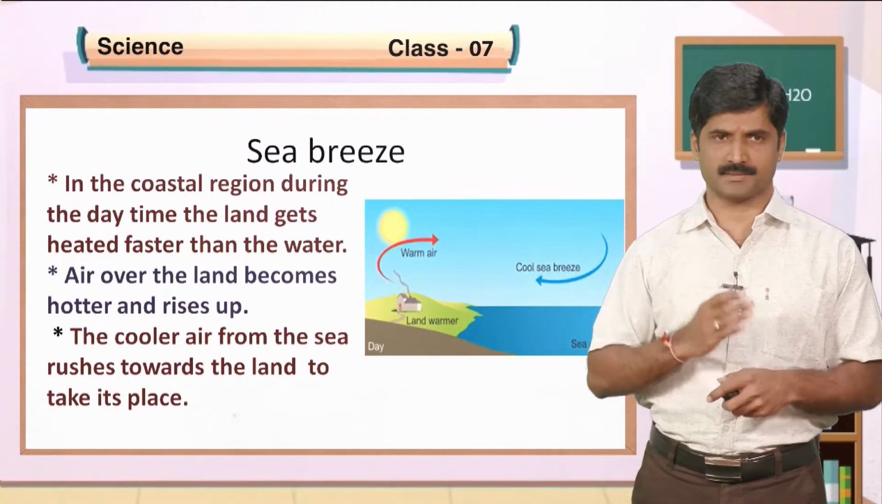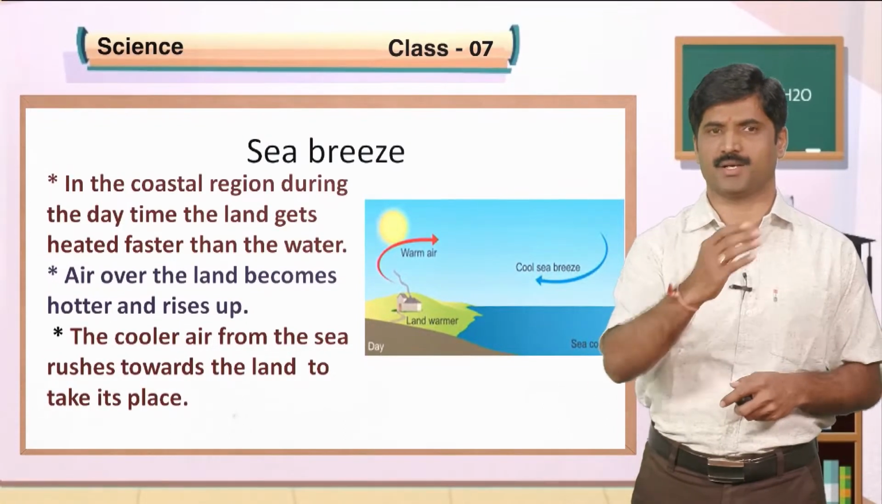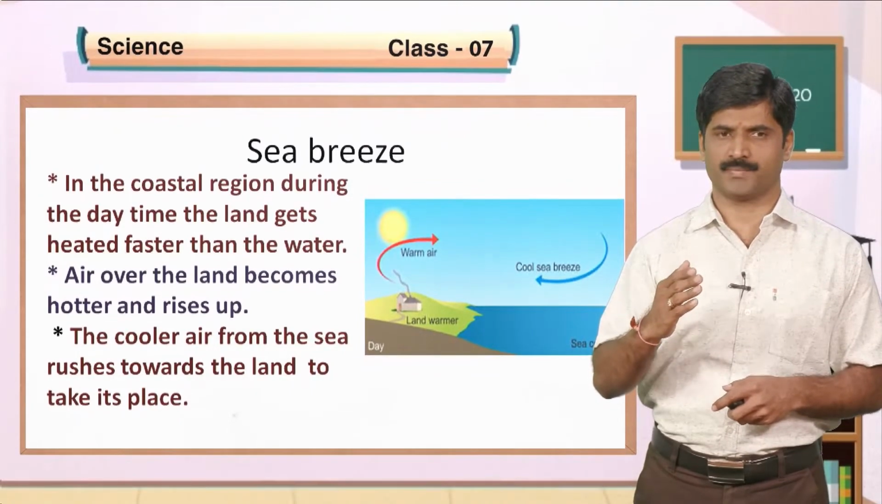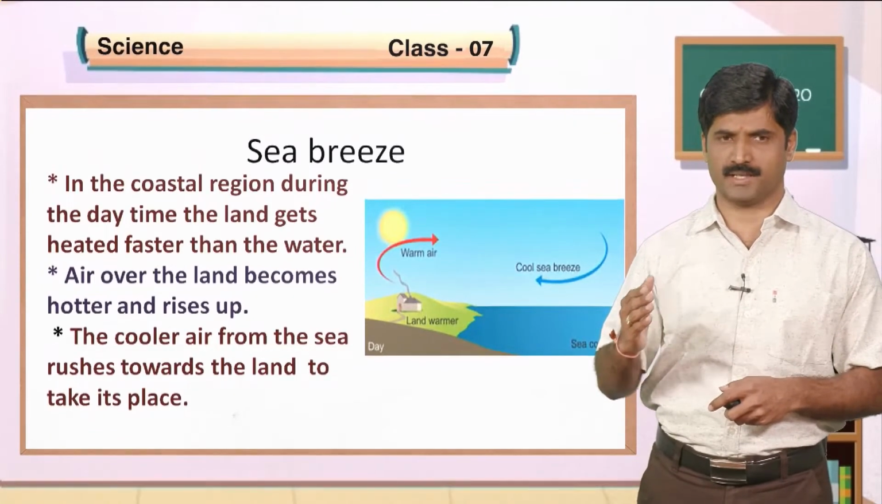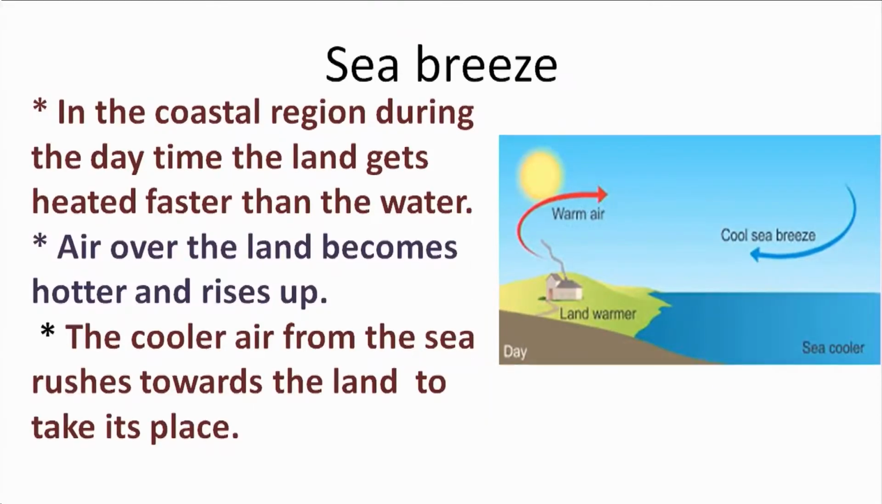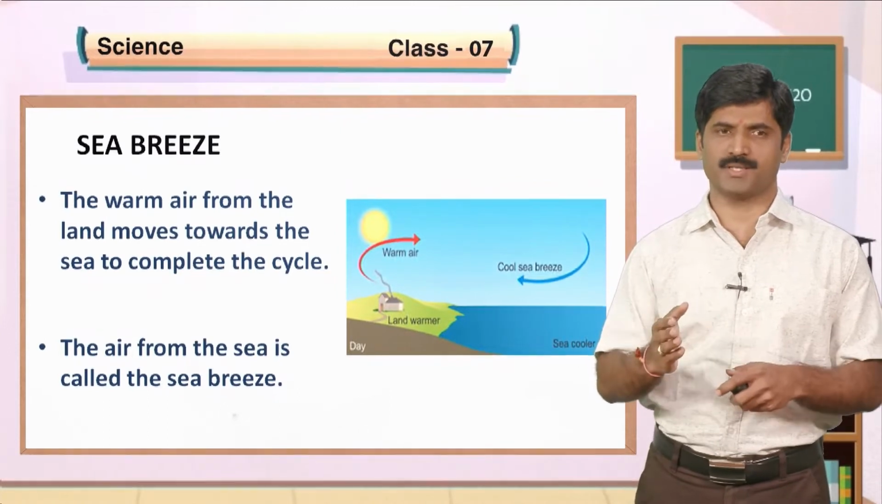In the coastal region, during the daytime, the land gets heated faster than the water. Then the air over the land becomes hotter and rises up. The cooler air from the sea rushes towards the land to take its place. You can see in the picture, the blue arrow mark is showing the cool sea breeze and the red arrow mark is showing warm air from the land. The warm air from the land moves towards the sea to complete the cycle.